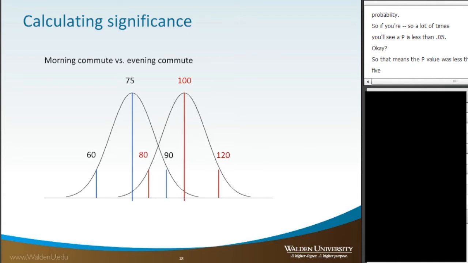If I compared my morning commute to my evening commute, there is quite a bit of overlap. So if I had a value right here in the middle, I don't really know which group this belongs to. And so in this example, I would actually not reject my null. I would fail to reject the null because there's not enough of a difference between these two samples.